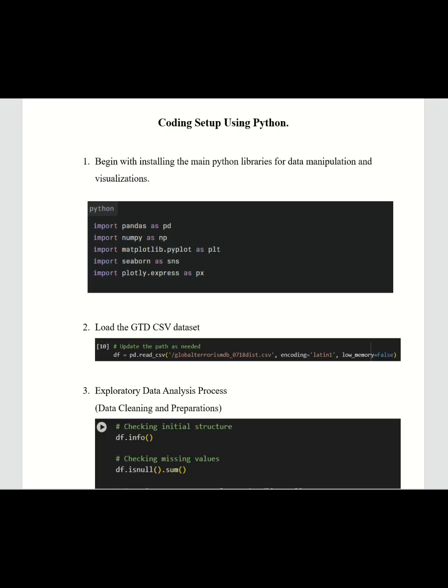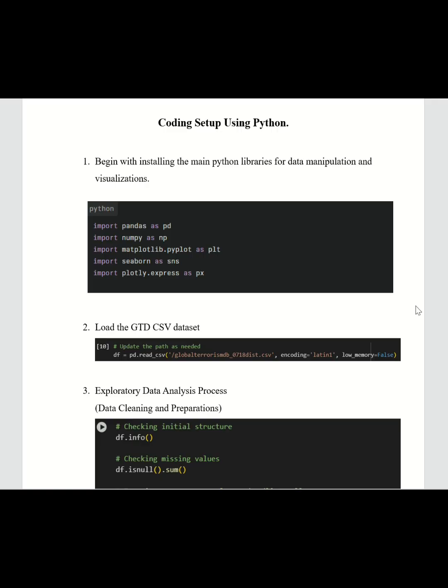So let's begin with the coding step using Python. The first step is installing the main Python libraries for manipulation and visualization. As you can see here, I have installed some libraries which are used for numeric values and for visualizations, like pandas, numpy, matplotlib.pyplot, and plotly.express. Then the second step is to load the GTD CSV dataset.